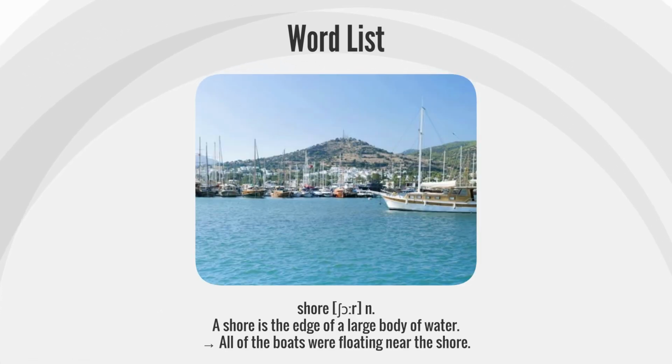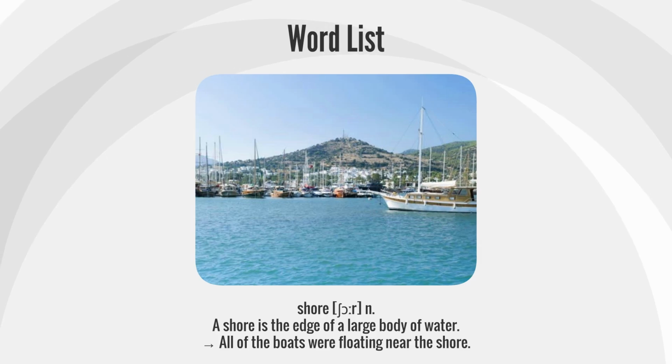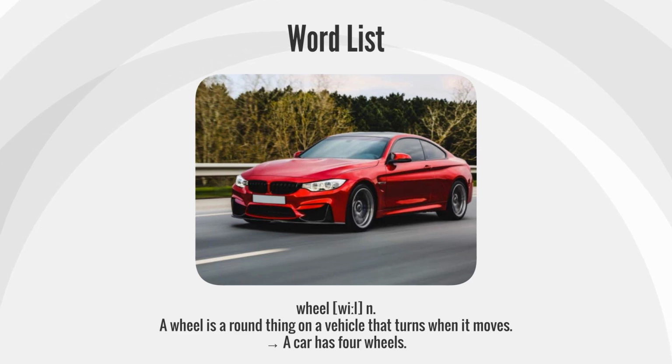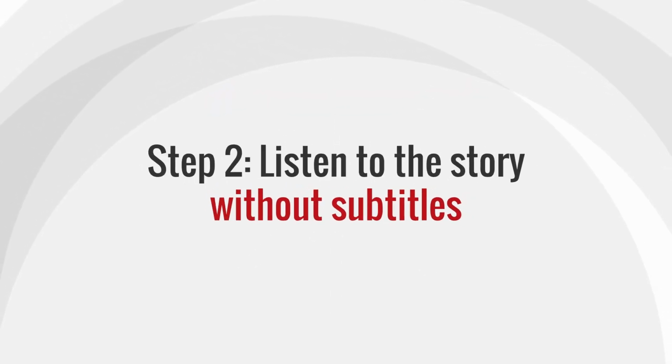Shore. A shore is the edge of a large body of water. All of the boats were floating near the shore. Wheel. A wheel is a round thing on a vehicle that turns when it moves. A car has 4 wheels. Step 2. Listen to the story without subtitles.